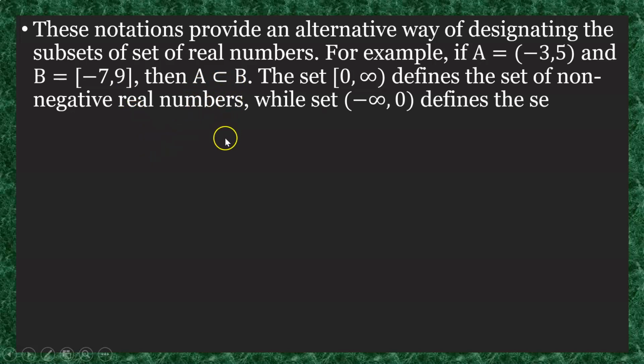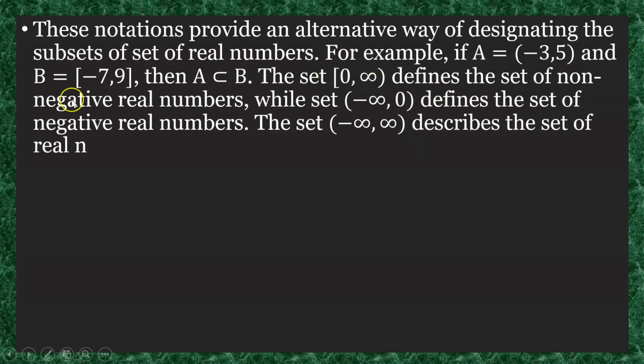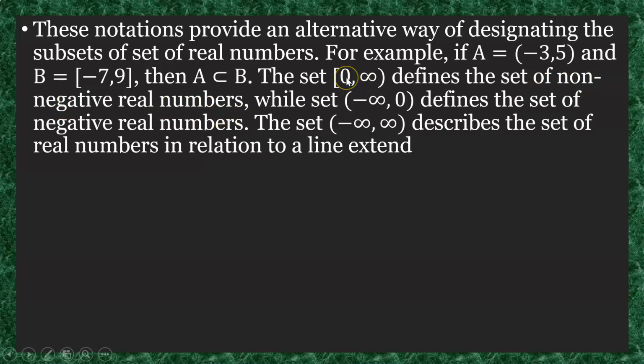It's clear that the interval [0, infinity) defines the set of non-negative real numbers, that is, from 0 to infinity, while the set (minus infinity, 0) defines the set of all negative real numbers, and the set (minus infinity, plus infinity) describes the set of all real numbers, a line extending from minus infinity to plus infinity.